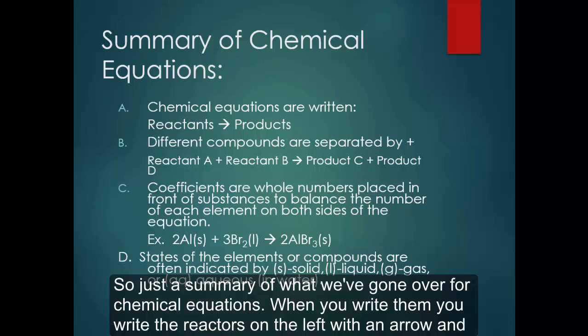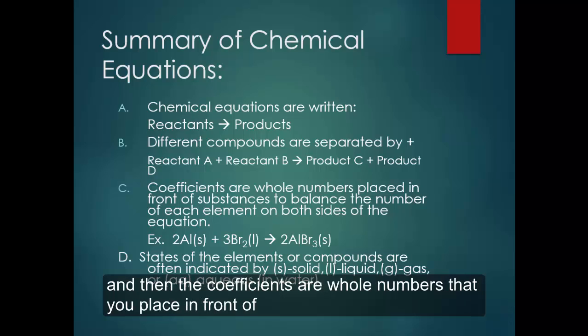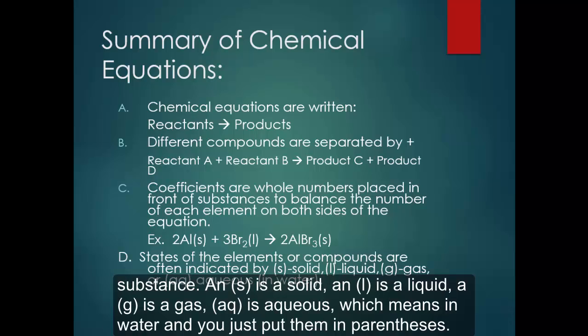So just a summary of what we've gone over for chemical equations. When you write them, you write the reactants on the left with an arrow and then the products on the right. You separate them with plus signs. And then the coefficients are whole numbers that you place in front of the substances you have so that they balance throughout the entire equation. And then the states of the elements are written after the substance. An S is a solid, an L is a liquid, a G is a gas, or AQ is aqueous, which means it's in water, and you just put them in parentheses.